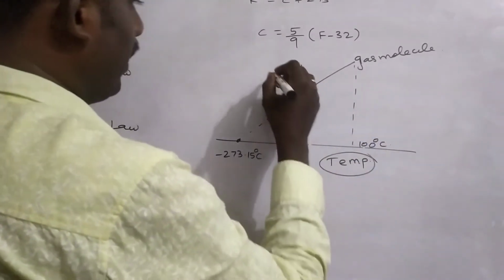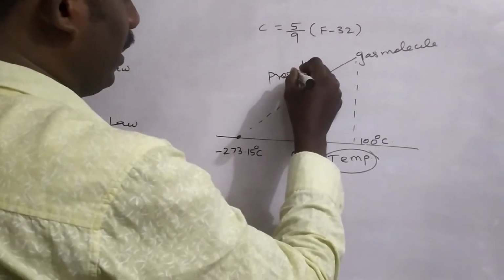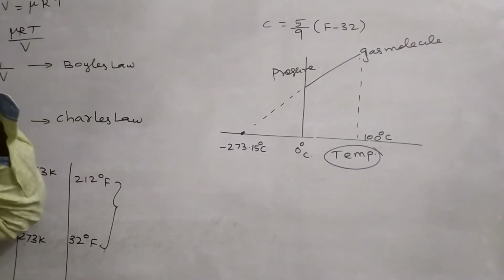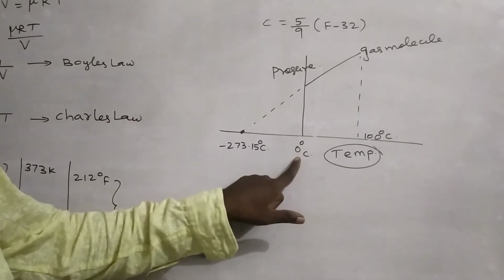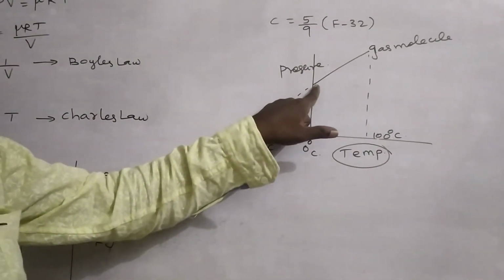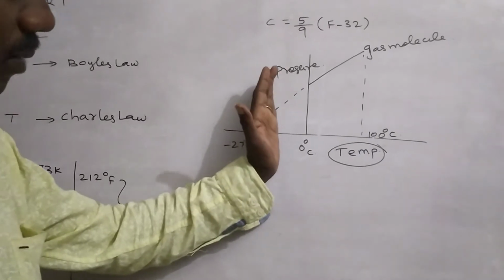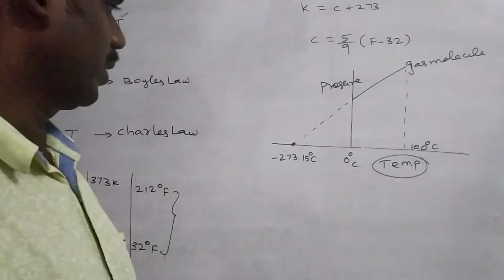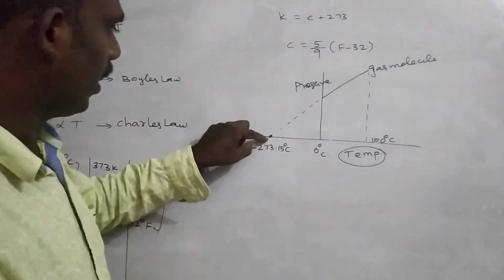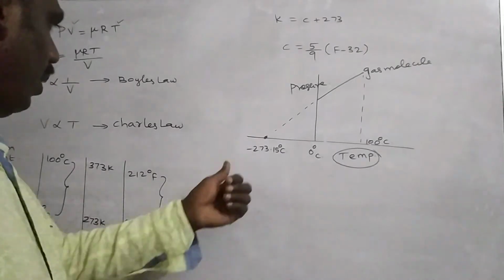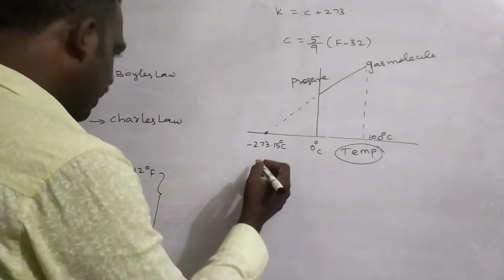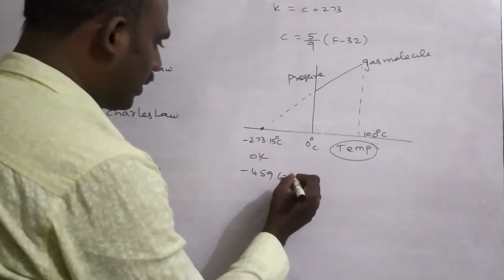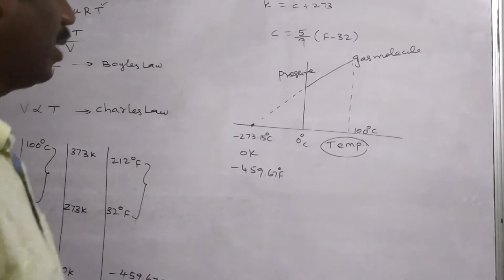Study about temperature and pressure of the gas molecule. Temperature is taken along the x-axis, pressure along the y-axis. At 0 degree Celsius, the gas molecule has some amount of pressure. When the temperature increases from 0 degree Celsius to 100 degree Celsius, pressure also increases. The pressure of the gas molecule is 0 at minus 273.15 degrees Celsius or 0 Kelvin or minus 459.67 Fahrenheit, which is called absolute temperature.